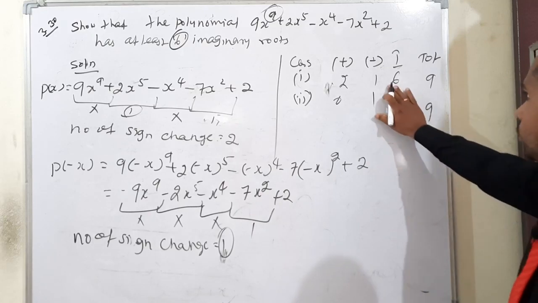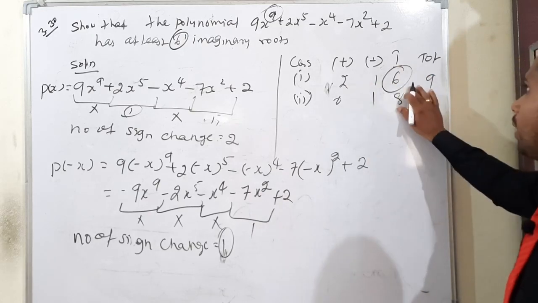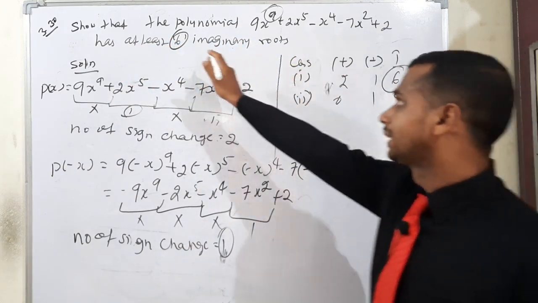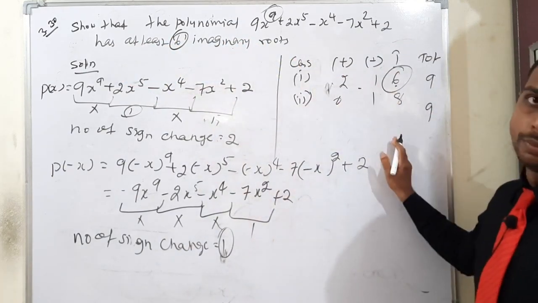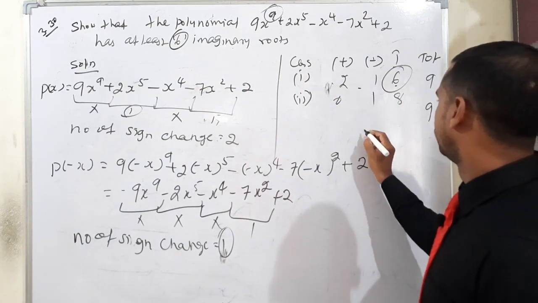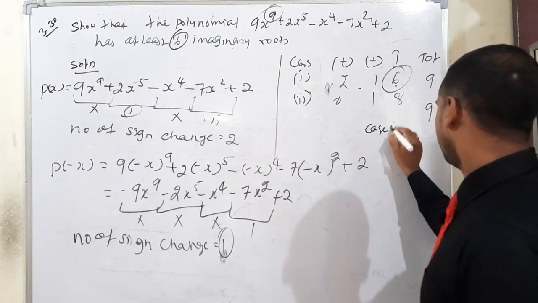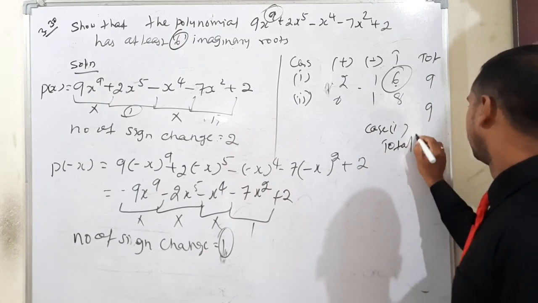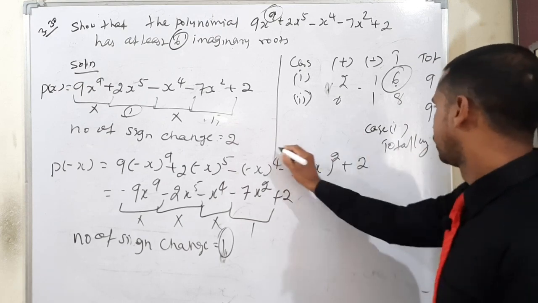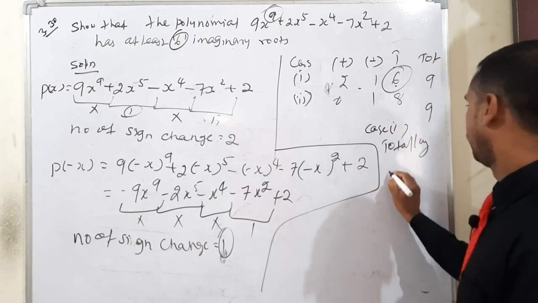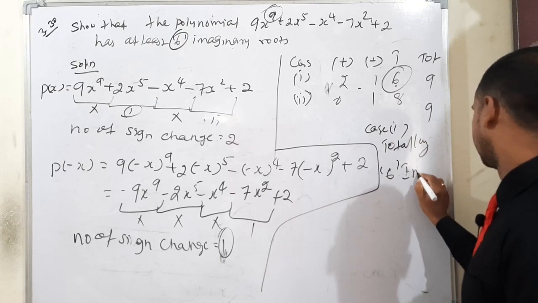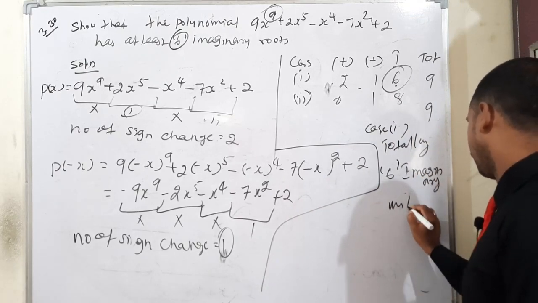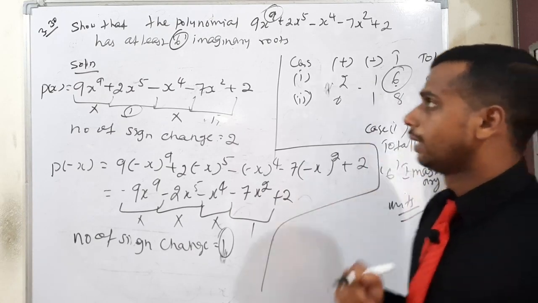But we have to show the condition clearly. Case number 1 we can write, because the question also shows that the polynomial has 6 imaginary roots. So, case number 1 is the suitable case. Therefore, case number 1: totally 6 imaginary units. This is the answer for example 3.30.